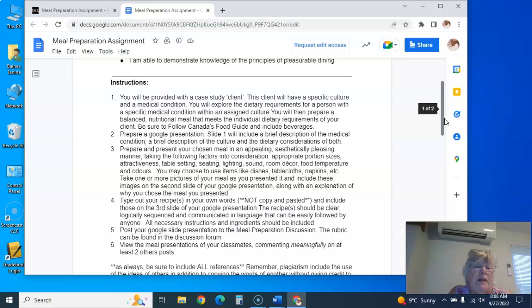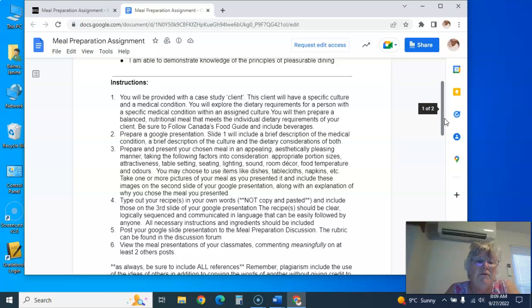Then you will type out your recipe in your own words, not copying and pasting. That will be included on the third slide of your Google presentation. The recipe should be clear, in logical sequence, and communicated in language that's easy to follow by everyone. All necessary instructions and ingredients should be included. Post your Google slide presentation to the meal presentation discussion board. The rubric, as I said, can be found in the discussion forum.